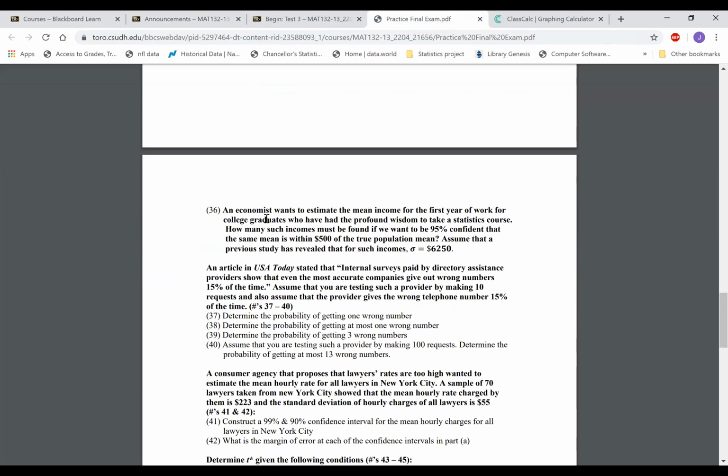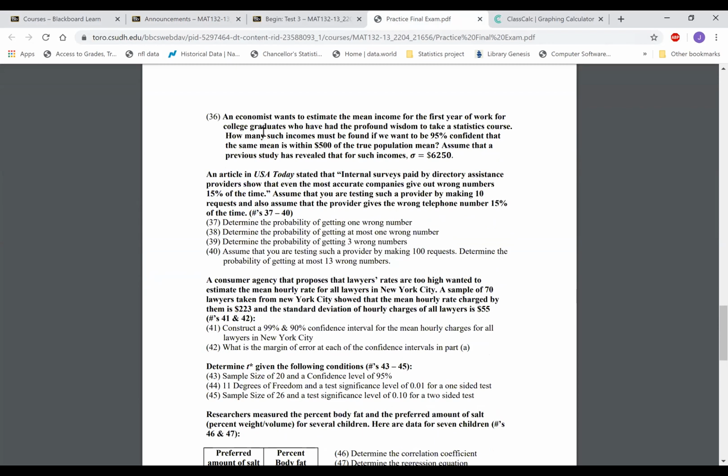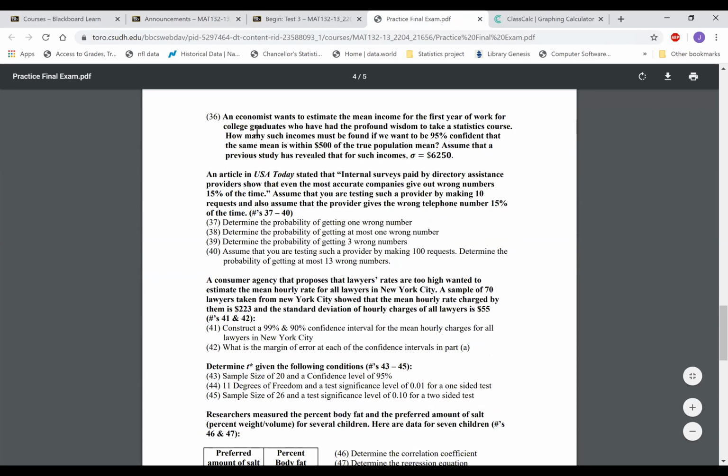All right, so let's do 36. It says economists want to estimate the mean income for the first year of work for college graduates who had the profound wisdom to take a statistics course. How many such incomes must be found if we want to be 95% confident that the sample mean is within 500 of the true population mean? Assume that a previous study has revealed that for such incomes, sigma is equal to 6,250.